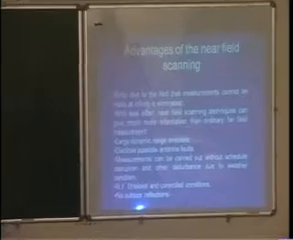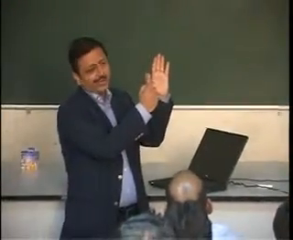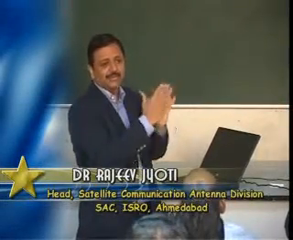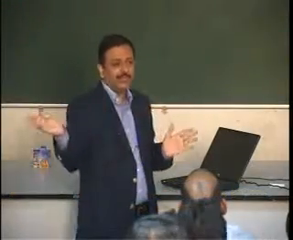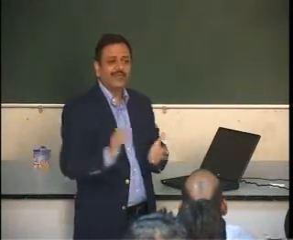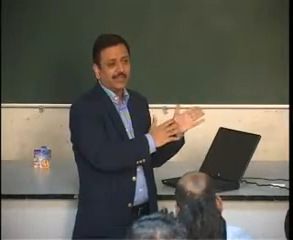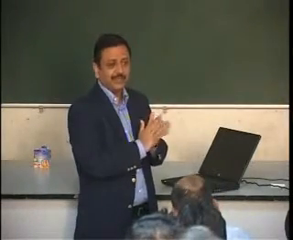If you have an antenna here and you go to 4 lambda or 5 lambda and put a probe there, you can scan the aperture and get the amplitude and phase distribution. You put a Fourier transform on this amplitude and phase distribution and get the far field. You know that the aperture distribution has a relation with the far field, and that is nothing but a Fourier transform.